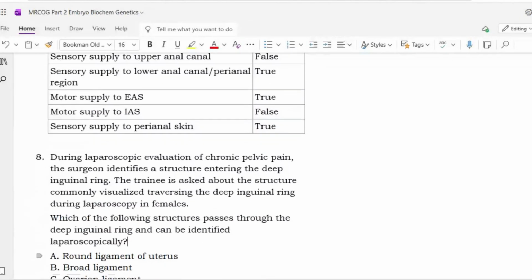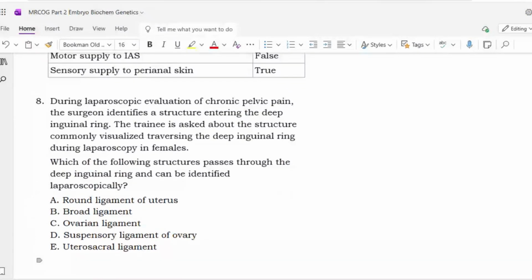Next, doctor. During laparoscopic evaluation of chronic pelvic pain, the surgeon identifies a structure entering the deep inguinal ring. The trainee is asked about the structure commonly visualized traversing the deep inguinal ring during laparoscopy in females. Which of the following structures passes through the deep inguinal ring and can be identified laparoscopically?